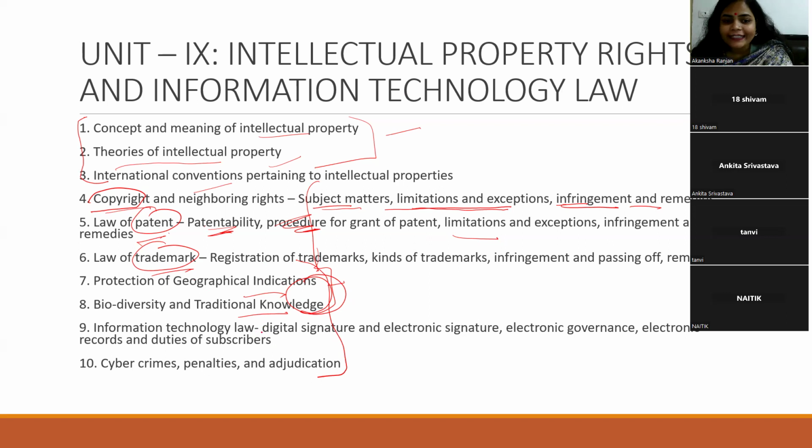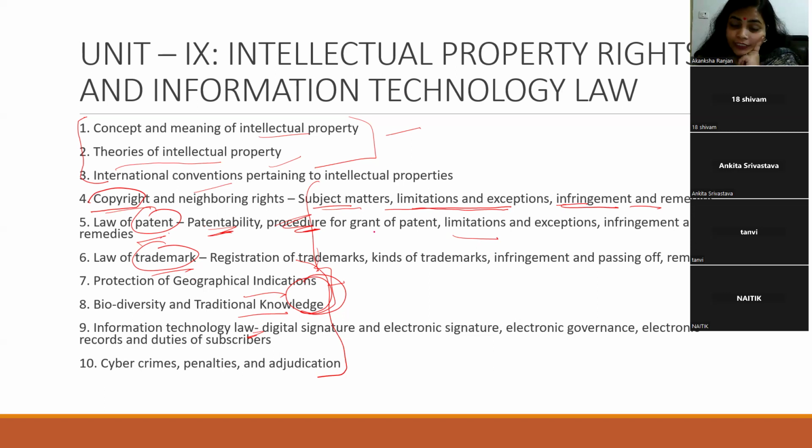Then IT law. IT law has been asked a lot from this unit in the past years, because this is a recent law, a new law. And from this also, I would say that in the definition clause, the definition of signature, the definition of information technology, everything is asked from the clauses. There are so many clauses given under the act, and questions have been asked from those clauses also.